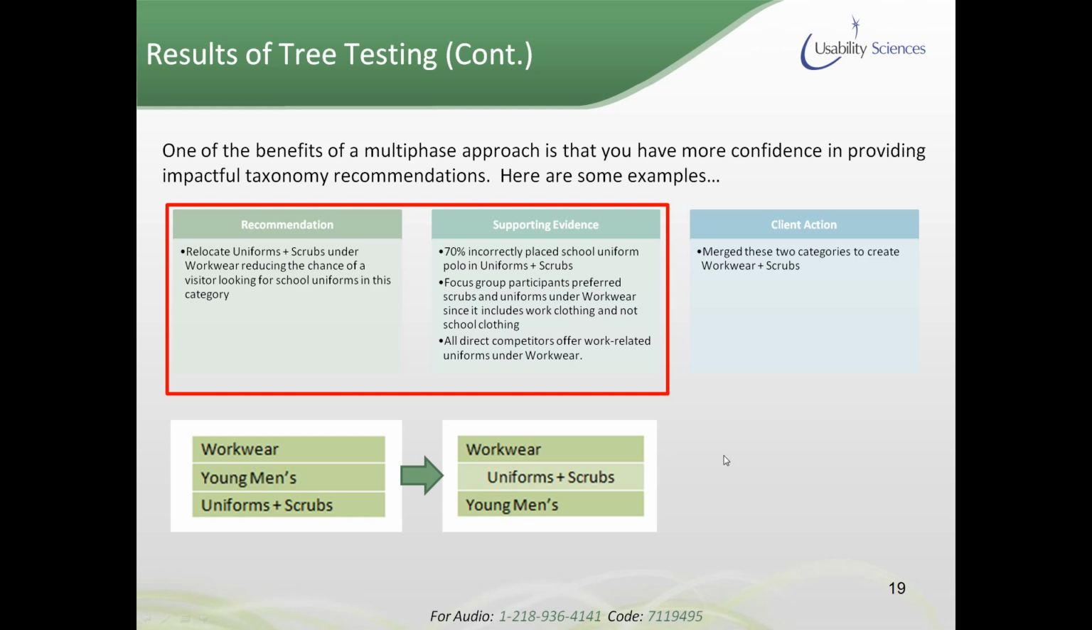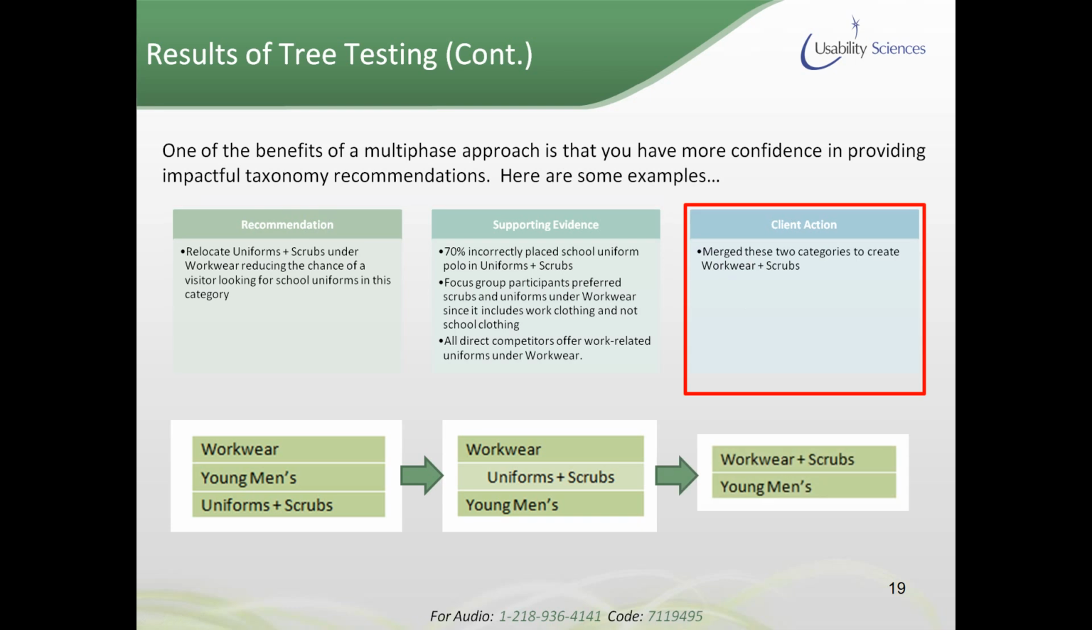So what ultimately the client did in this case was they took a hybrid approach, and what they did is they actually merged these two categories to create workwear and scrubs. The reason they did this was, they still ultimately moved uniforms and scrubs within this. The product assortment moved under workwear. But they also felt that scrubs was a very important part of their business, and they didn't want to, in their words, bury it down a level. And so they created workwear plus scrubs while still moving that content under it.